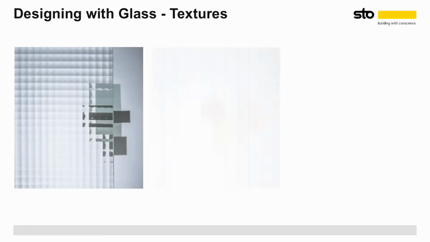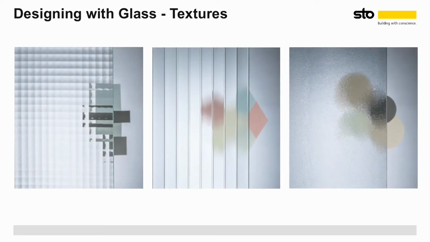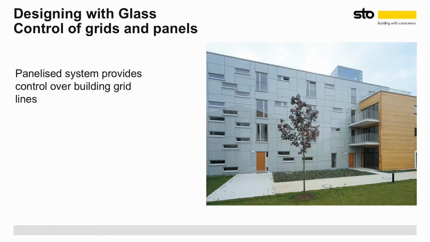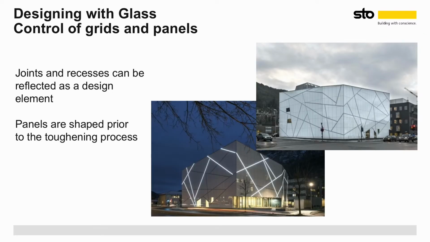A huge range of textures are available from different glass manufacturers, and many are suitable for use on glass Rainscreen systems. Having a bespoke panelized cladding system allows the designer to control the visual interpretation of the building grid. Typically, joints between panels are between 5 and 12 mm. Almost any shape is practically possible to develop.